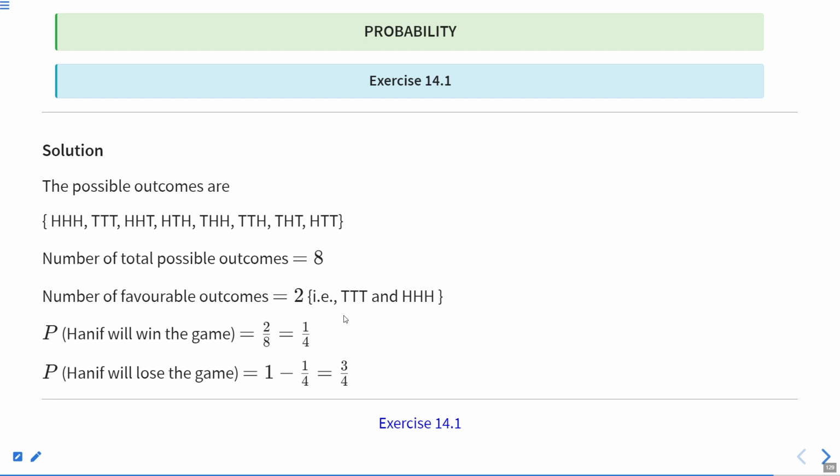And probability Hanif will lose the game is actually 1 minus probability Hanif will win the game, that is equal to 1 minus 1 by 4, and this is equal to 3 by 4. Okay, so probability Hanif will win the game is equal to 1 by 4, and the probability Hanif will lose the game is equal to 3 by 4.